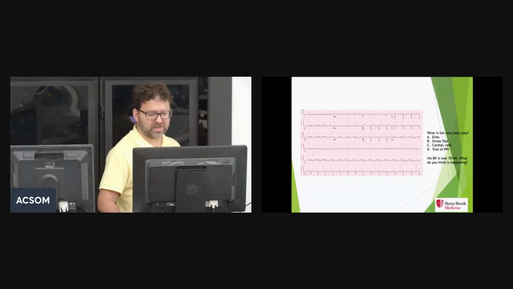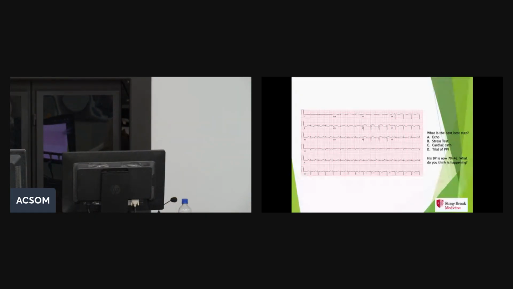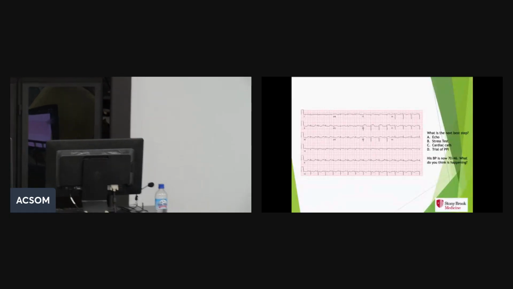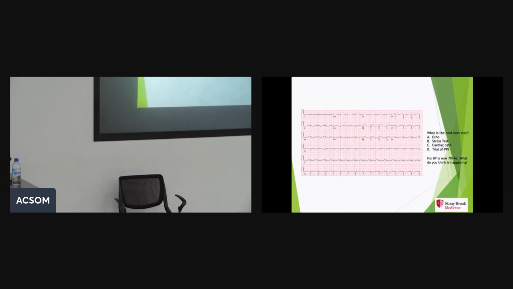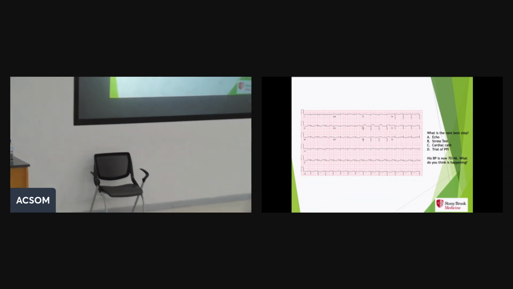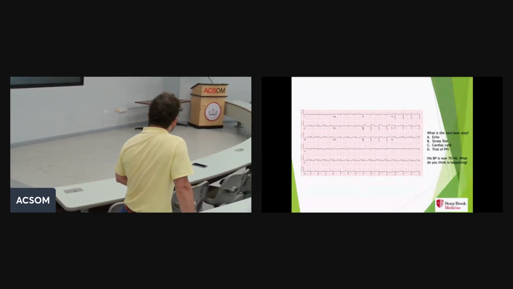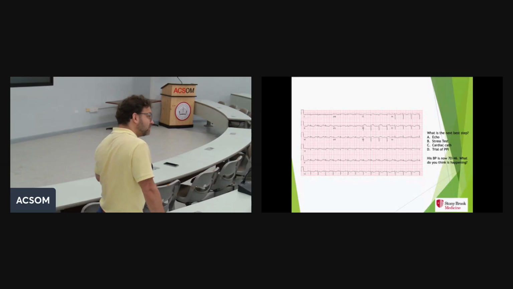His blood pressure is now 70 over 46. What do you think is happening? Shock. What type? Cardiogenic? That's a good guess given the fact that he's having chest pain. And yeah, exactly. Maybe he has such severe LV dysfunction that he is not able to generate cardiac output.